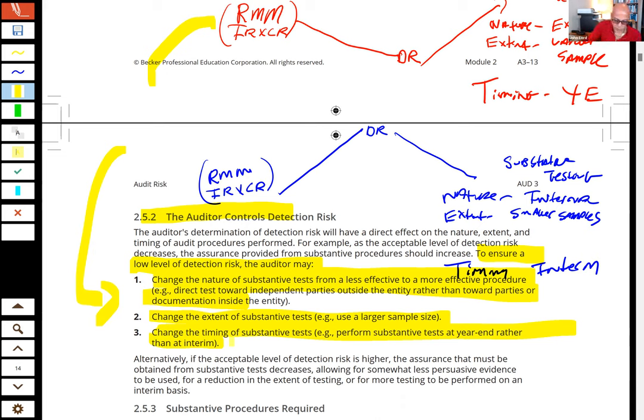So why don't you go ahead and flashcard what you do to lower detection risk. It's right here, but I've also given you that graphic where I put that, and I've given you this so you can kind of use this to help you to do the inverse flashcard. What would be done if the auditor is willing to increase detection risk?